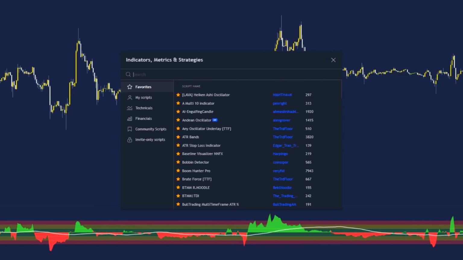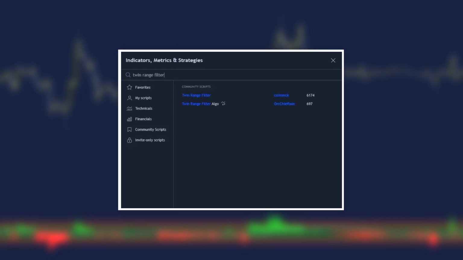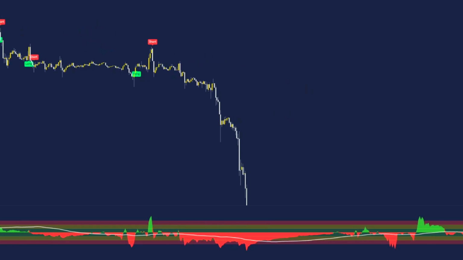But I'll go more into depth in a minute because now we need to add our second indicator to the chart. Head up to indicators again, and now we're going to type this in. Type in twin range filter, and it is the twin range filter by Colin MCK. Now, once you've added this to your chart, it will look something like this, but we need to change these indicator settings to make it as accurate as possible to determine and predict these massive moves.